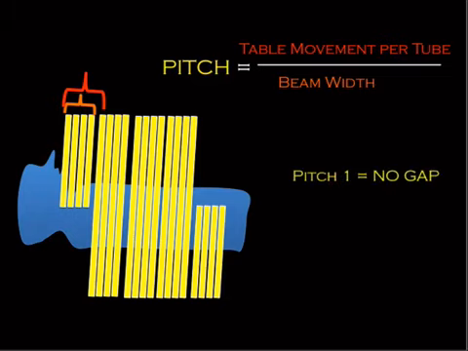If you have a pitch of one, that basically means there's no gap. And by gap, I'm talking about this right here. In a pitch greater than one, you're going to have a gap between slices. If the pitch is one, there's no gap. And if the pitch is less than one, you have overlap.